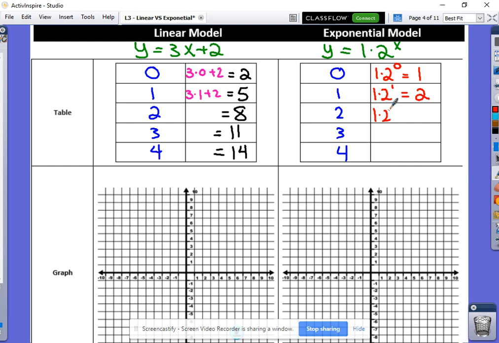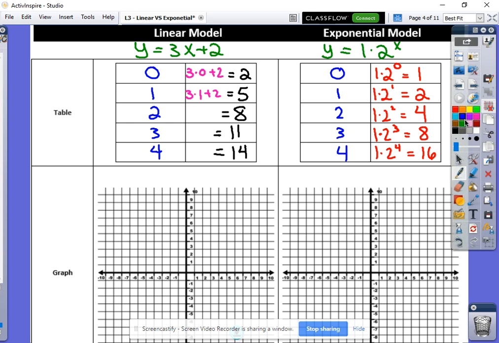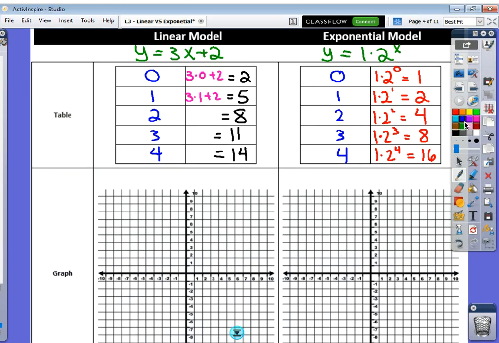Plug in 2 to the 2. 2 to the 2 is 4. 4 times 1 is 4. 1 times 2 to the 3. 2 to the third is 8. 8 times 1 is 8. 1 times 2 to the fourth, that is going to give me 16. Okay, so before we do a comparison of these two, let's go ahead and graph them. Let's graph both of these functions, okay?